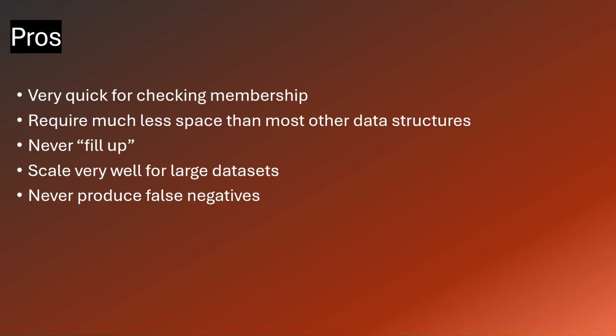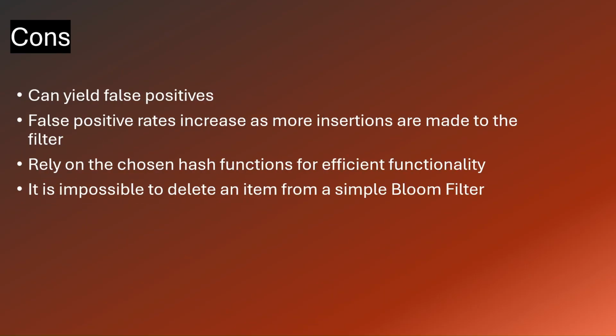So some pros for the Bloom filter to consider is that this is very quick for checking membership, and it requires much less space than other data structures. It will also never fill up, even if all of the bits have been set to 1, and insertion will never fail like it might in a hash table. These also scale very well for large data sets. That is, their primary use is for really large sets of information, and they can also never produce false negatives.